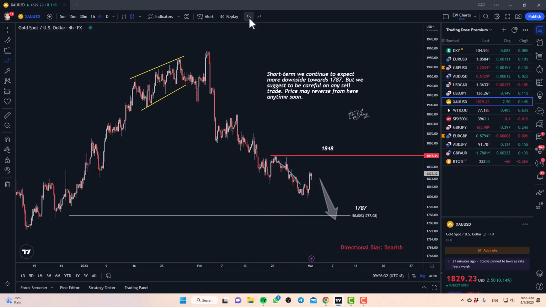So I wouldn't suggest that you get too aggressive and look for sell right now. You probably just want to be patient and see how the market's going to develop from here. Once it comes around at 1787, I think it'll be better to look for a reversal and buy, because then that opens up a bigger upside opportunity. Cool.